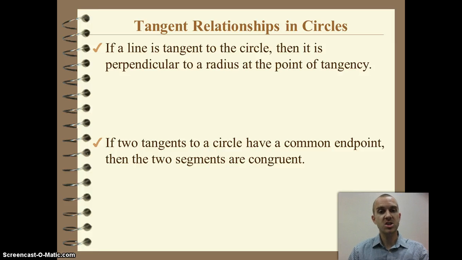Now there are other relationships that can exist as well, including relationships that occur with the tangents in a circle. First, we know that if a line is tangent to the circle, then it is also perpendicular to a radius at the point of tangency. Well, what does that mean? So let's look at an image.